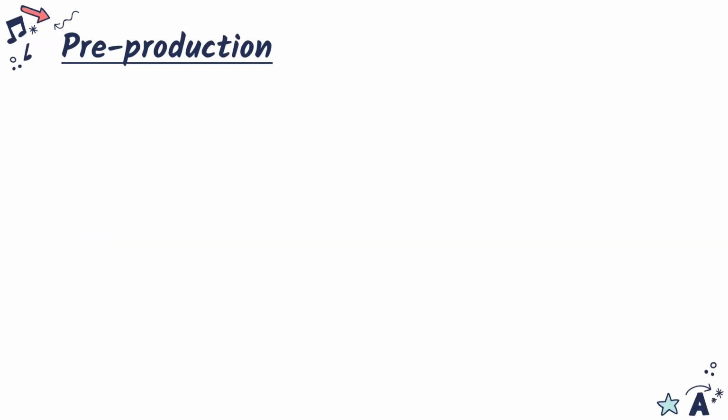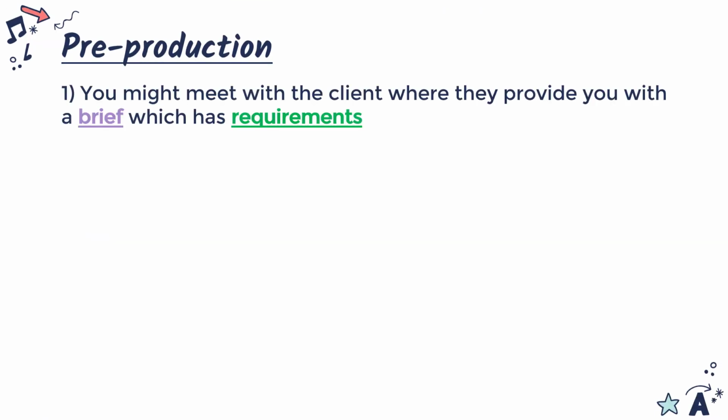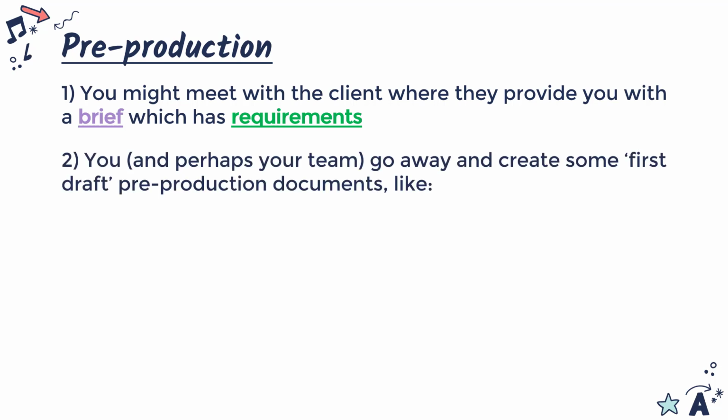So just to summarize what we've talked about in this video so far, how the early stages of your creation will work in pre-production. Well, first of all, you might have that initial meeting with a client where they provide you with a brief which has requirements. It may not actually be a meeting, it may just be you get a document through the post, but often there'll be some discussion. You get a brief, which is usually a summary of what needs to be created, and hopefully it will have some requirements. Sometimes it may not have clear requirements, and so your job is to create them for the client. And then after this is understood, you and perhaps your team, depending on how big an operation this is, will go away and create some first draft pre-production documents.